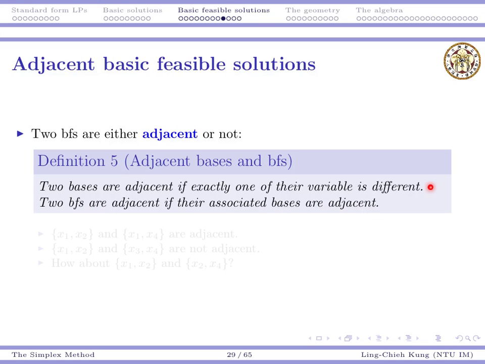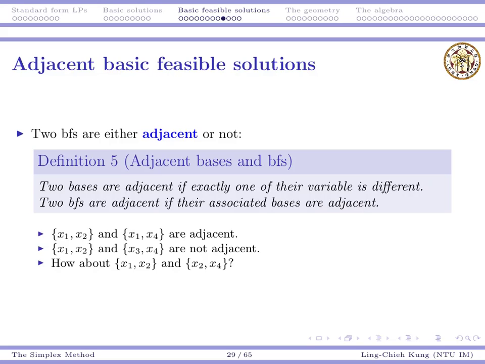So think about the first one. When we choose a basis, we choose several columns, right? So for two bases, there are two sets of columns. If all the columns are identical but one column is different, then we say they are adjacent.